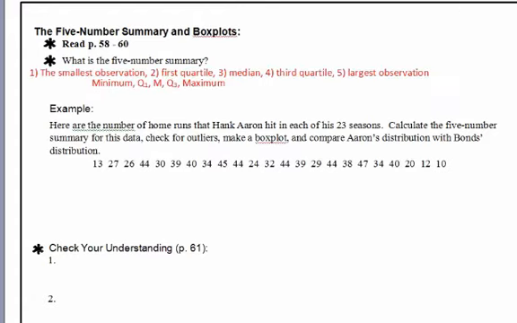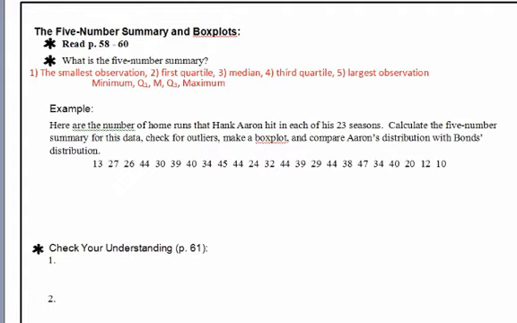These 5 numbers are known as the 5 number summary. So what is that? It's the smallest observation, the first quartile, the median, the third quartile, and the largest observation. In symbols, it would be the minimum, Q1, M for median, Q3, and maximum.